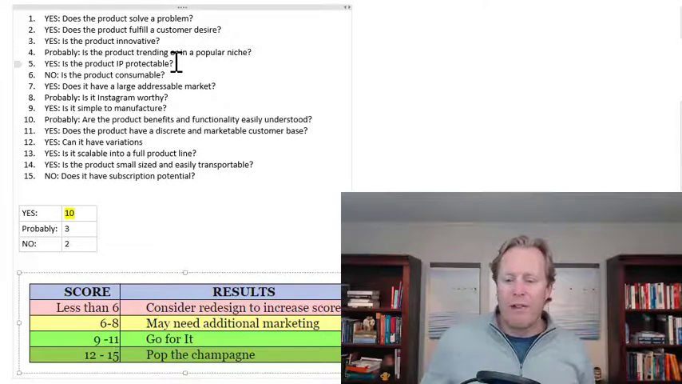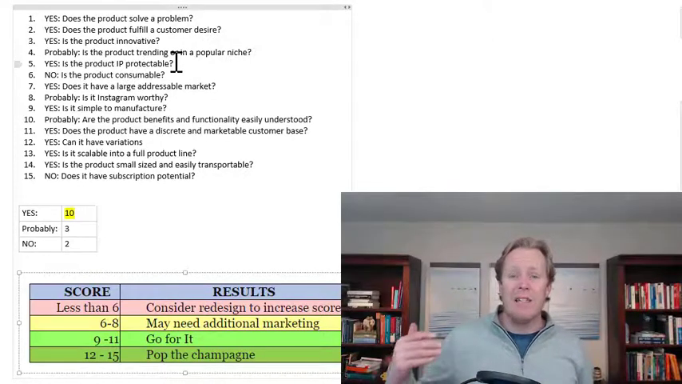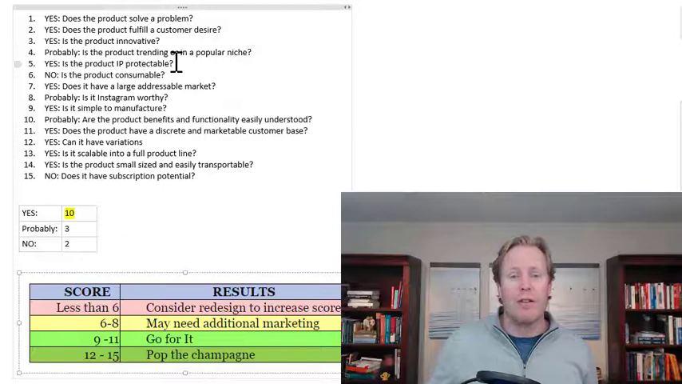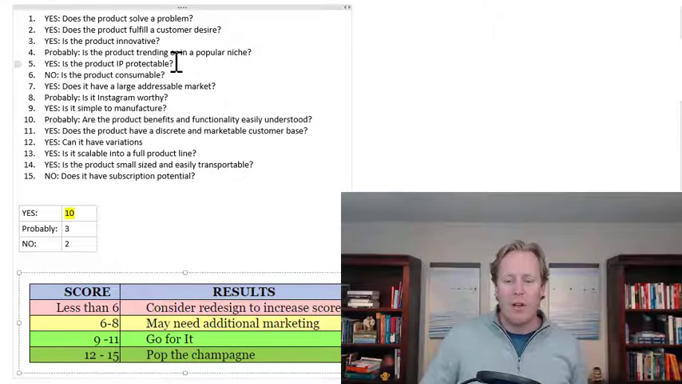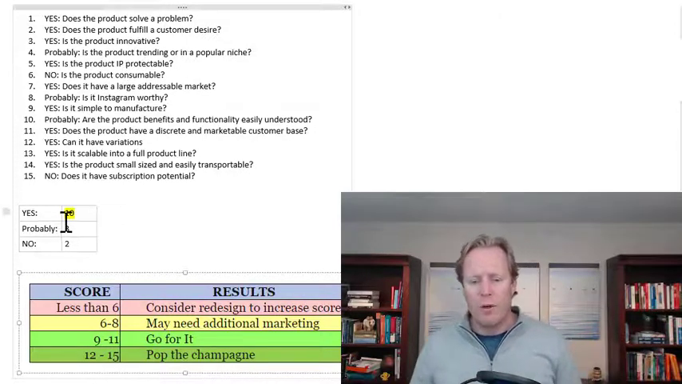Are the product benefits and functionality easily understood? Yes. That should actually be a yes, because now that I've surveyed people and asked them about that, I know that my target group has a better understanding of the clear benefits of this. By seeing it, they can understand exactly how it works. So that would be a yes at this point, and that would move that up to an 11 instead of 10.